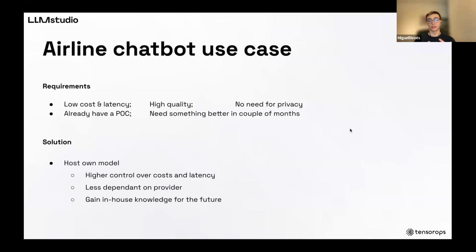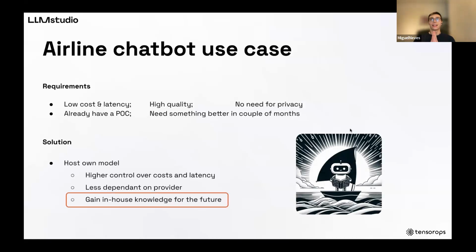So this airline could host its own model, could have higher control over costs and latency and the requirements, and be less dependent on others. And I would argue, most importantly, they would gain in-house knowledge for the future. Let's think about this for a second, and I do want to focus on this particular topic. The AI field is changing dramatically and at such a rapid pace. We see things appearing and companies appearing and going away really fast. So it's hard to navigate these tides.